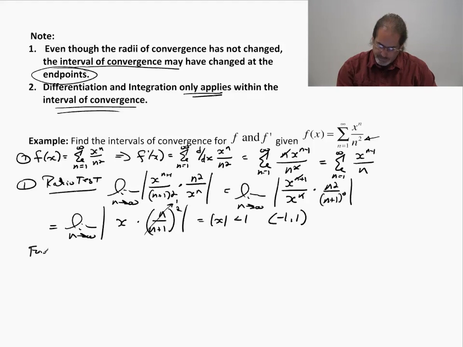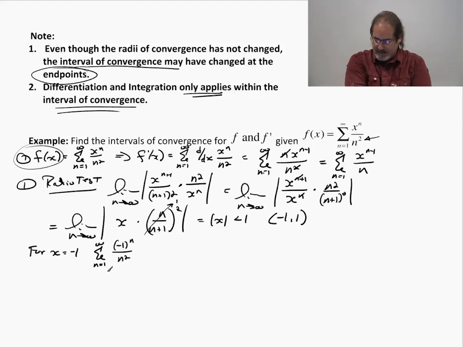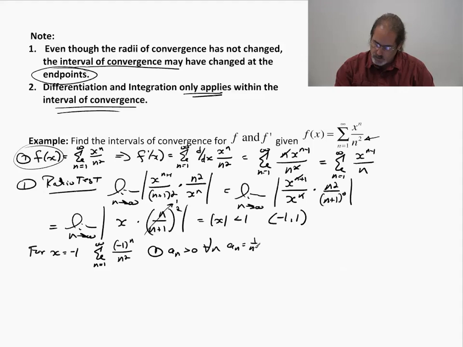So for x equals negative 1, remember I'm dealing with f of x, not the derivative yet. I'm going to have the sum n equals 1 to infinity of negative 1 to the n over n squared. Well, gosh, that looks like an alternating series. So to show that it's an alternating series, let's go through those steps. First thing I need is I need a_n to be positive for all n, which it is, because a_n here equals 1 over n squared. Check.